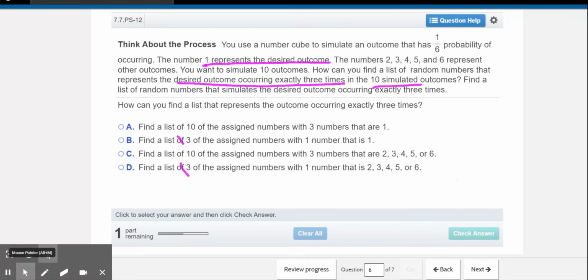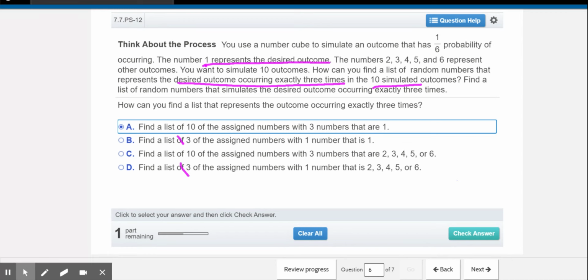So let's look at A. Find a list of 10. Yes, we want that. Of the assigned numbers with 3 numbers that are 1. Do we want that? Yes, we do. We want 3 numbers that are 1 because that's our desired outcome. Let's double check C. Let's find a list of 10 of the assigned numbers with 3 numbers that are 2, 3, 4, 5, or 6. Okay, we do not want that, right? Because that's not our desired outcome.